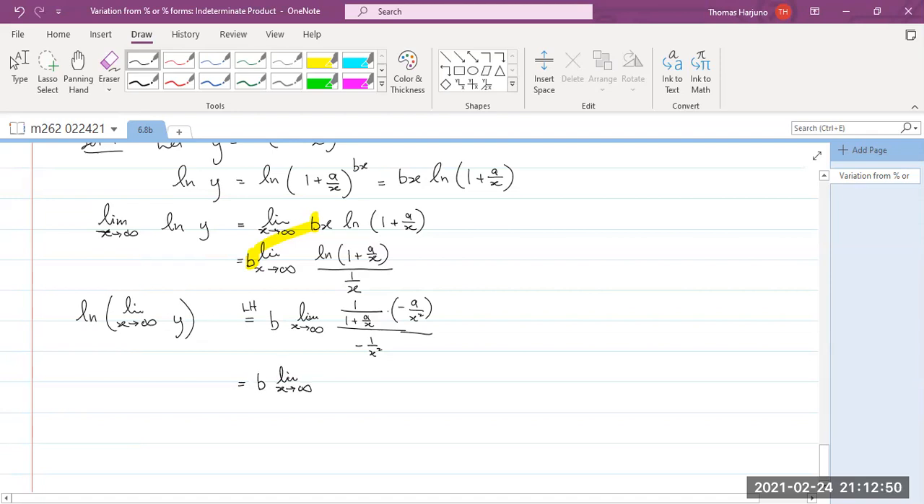The negative cancels. Over x squares also cancel. So I have a over 1 plus a over x. Is it right? But when x goes to infinity, I will get a over 1 plus 0. So this is equal to a times b.